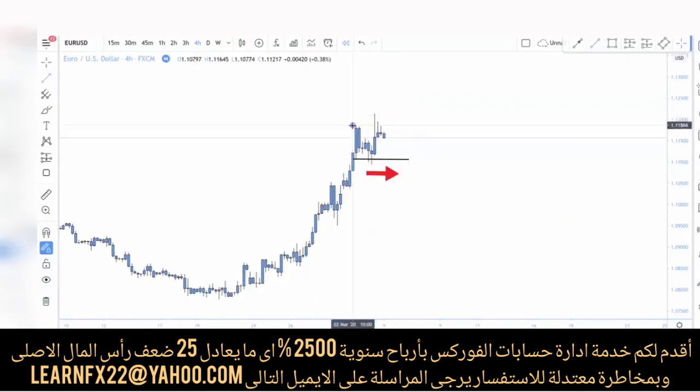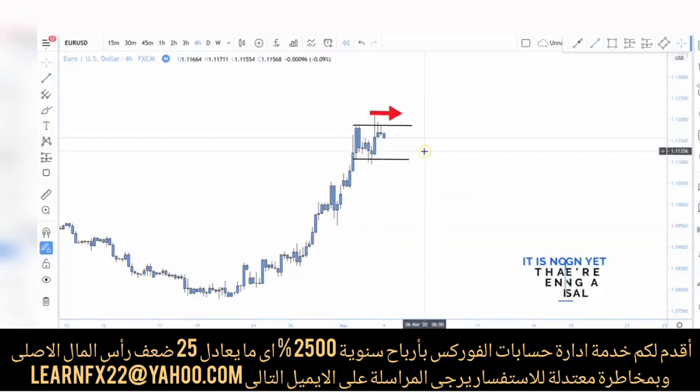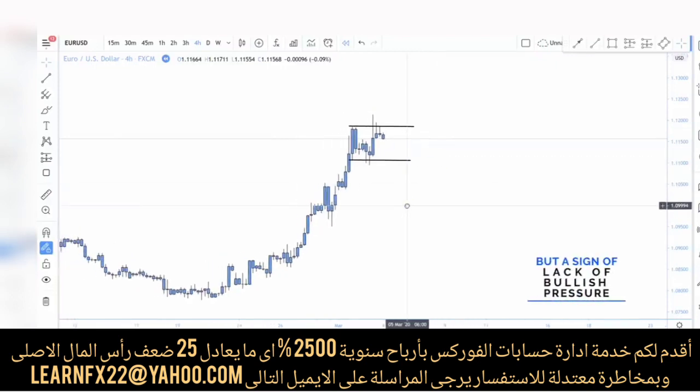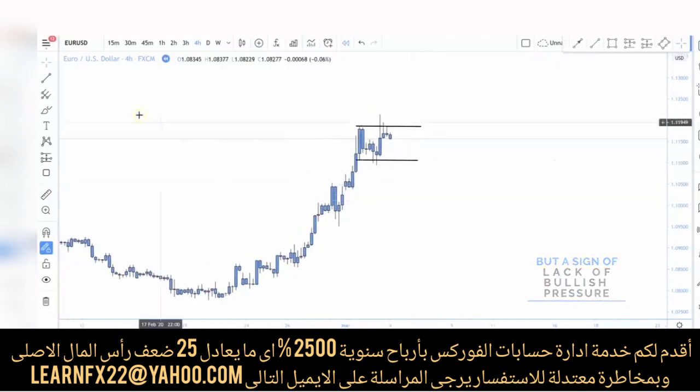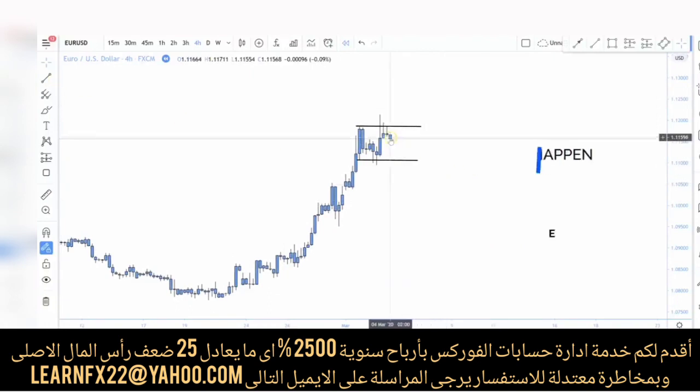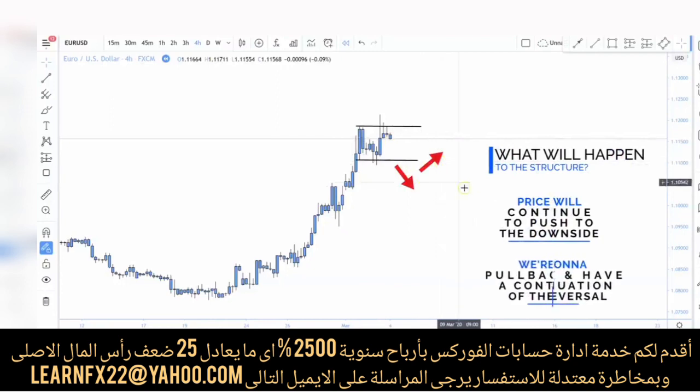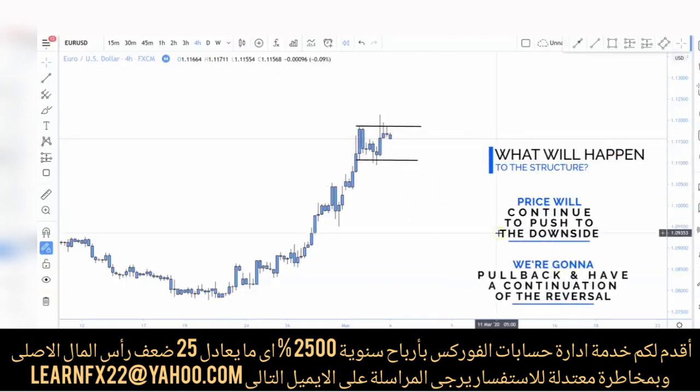Now, here in this example, what we see here is price action making that higher low. But just above, we have the higher high that's failing to break above. Now, this is not a sign yet that we're entering a reversal. But what it is a sign of is that at this moment in time, there is a lack of bullish pressure. So one of two things is going to happen. Price is going to continue to push to the downside. We're going to pull back and we're going to have a continuation for this reversal.